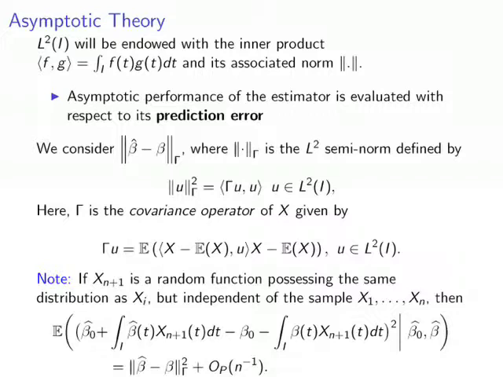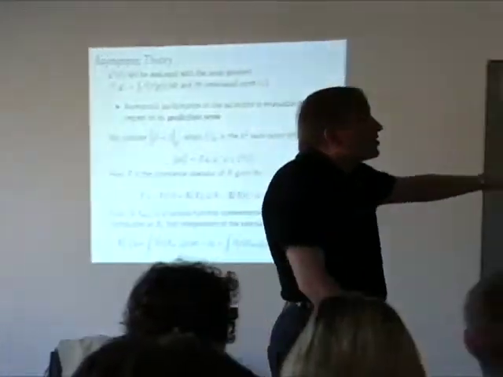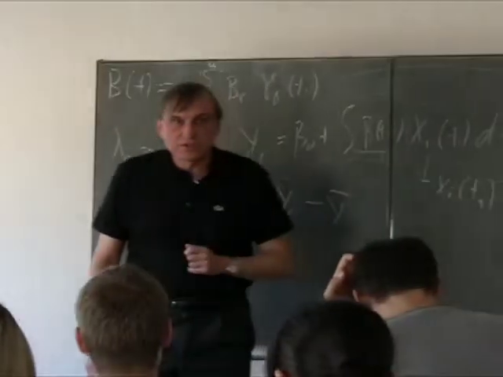How big is this difference? If you have a new function xn plus 1, which has the same structure as our original sample but is independent of our sample curves, how well can we predict these values? So how good is our prediction in this context?